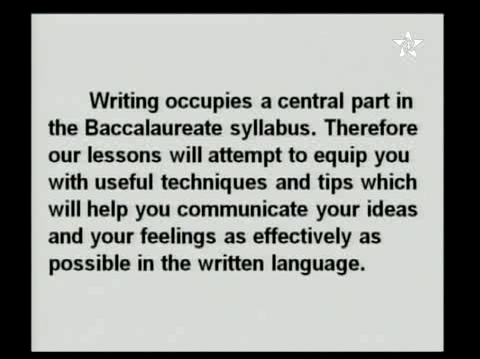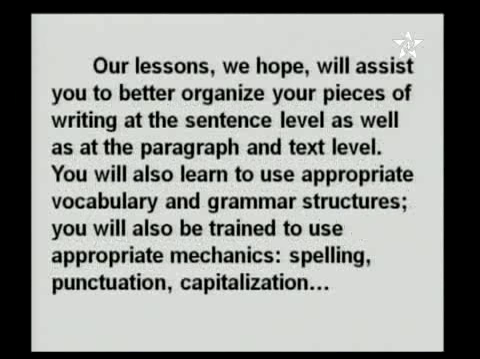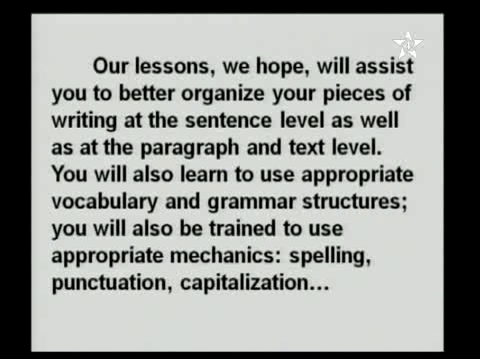Writing occupies a central part in the baccalaureate syllabus. Therefore, our lessons will attempt to equip you with useful techniques and tips which will help you communicate your ideas and your feelings as effectively as possible in the written language. Our lessons, we hope, will assist you to better organize your pieces of writing at the sentence level as well as at paragraph level. You will also learn to use appropriate vocabulary and grammar.